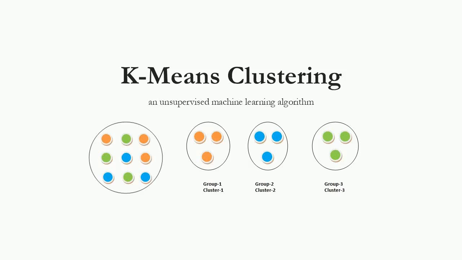K-means clustering is a popular machine learning model that is used to cluster the data set into K number of clusters. It is same as shown here. The different colored balls are clustered into 3 groups based on the color as the common property.